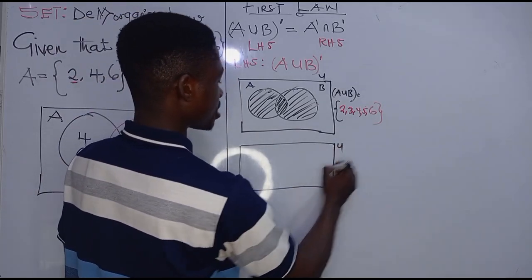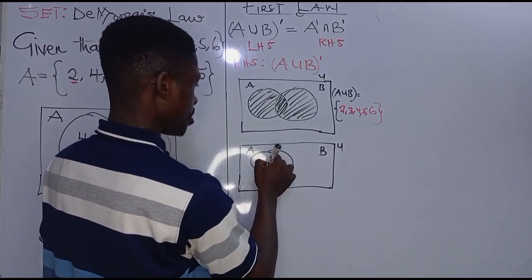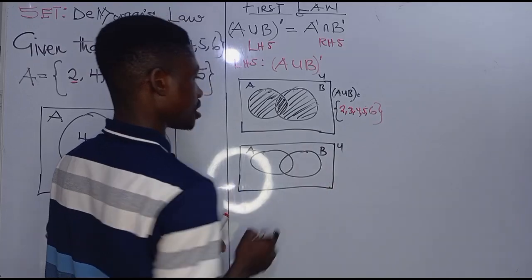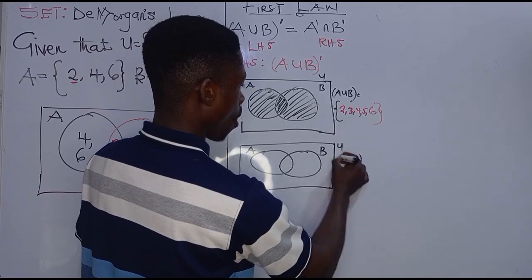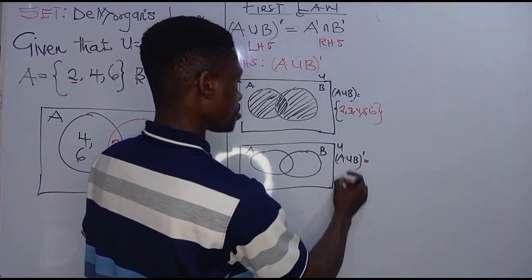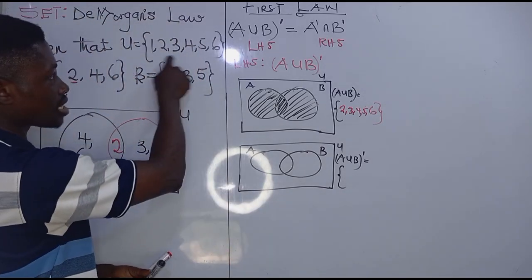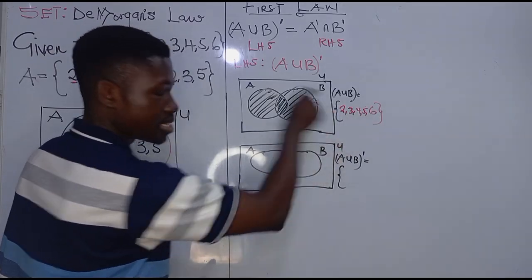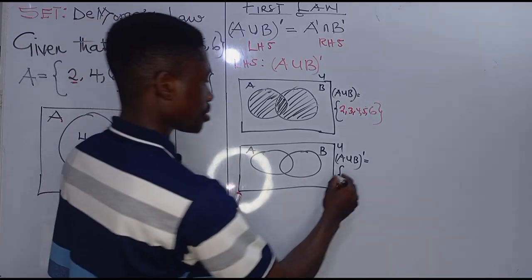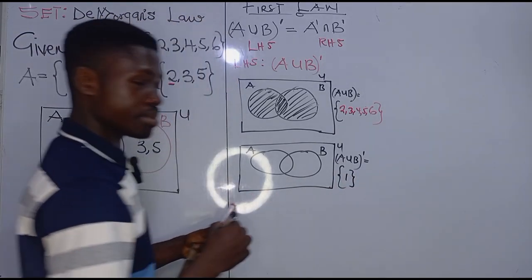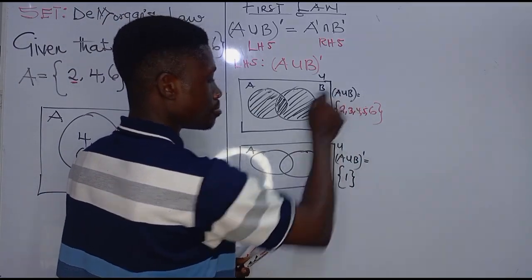and we have our universal set, we have our A, our B, we have our two intersecting circles. Now we have to find what? A union B complement. So now A union B complement means that we have to look for all those elements in the universal set that are not in A union B. And you realize that we have only one. So it means it is only one element in the universal set that is not in A union B.